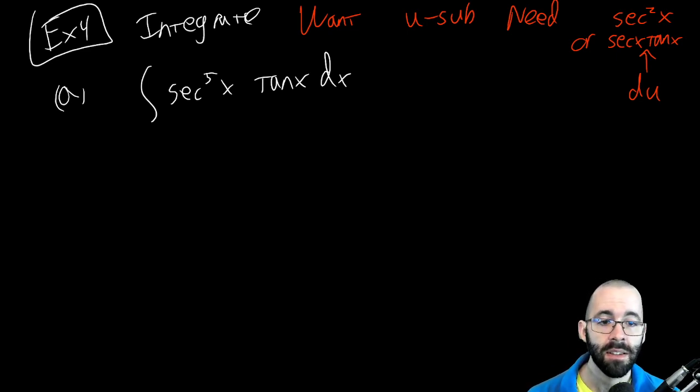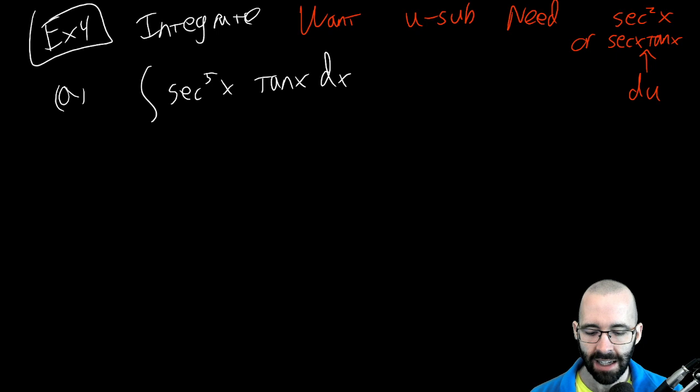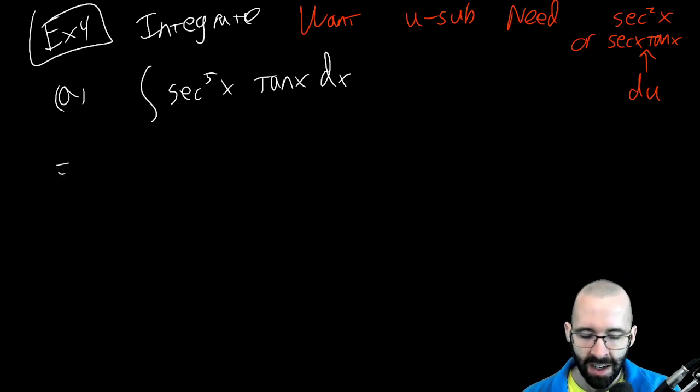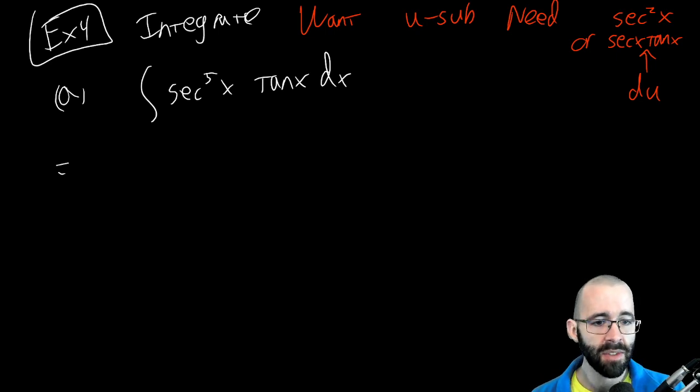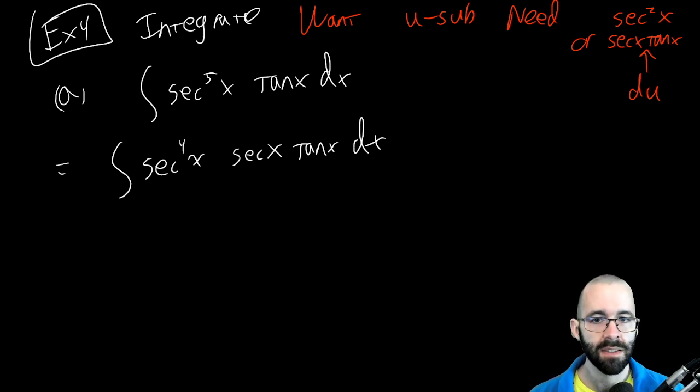Let's try one. Let's say we don't know what to do, hypothetically. Then we can try it and say, well, we can get a secant tangent. We could also get a secant squared. Which one do we go for? I don't know. Let's try one and see what we get. And that's what I would encourage you to do as well. Sometimes if you don't know, recognize you have different options. Try one, see if it works, and then go from there. So if we write this as secant to the fourth of x times secant x tangent x, does this help us?